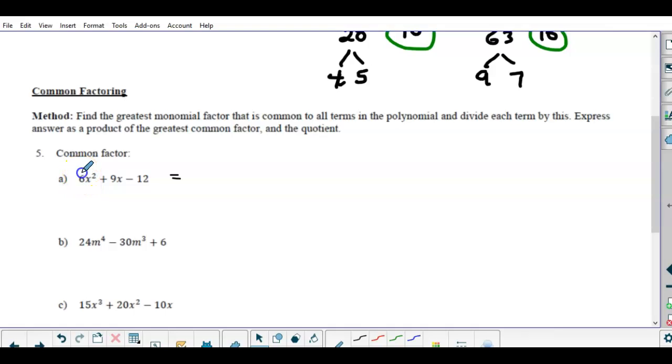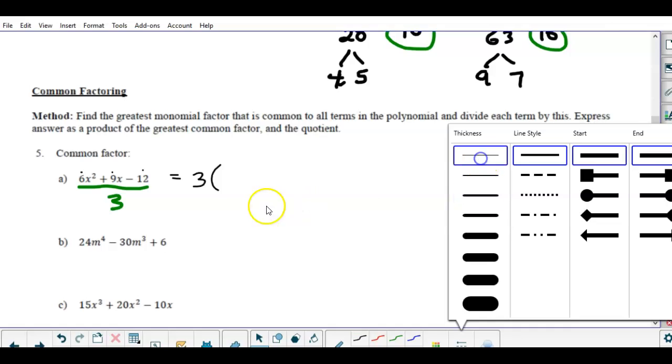So looking at 6, 9, and 12, the biggest number that goes into all of them is 3. Take a look at the variables. Is there an x in all of them? No. So we can't divide by x. So it's going to be 3. And so I'm just going to do it in a different color here. This is my work. It's dividing every term by 3 like we practiced before.